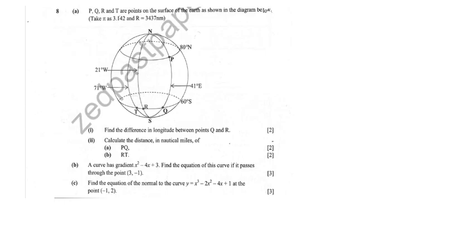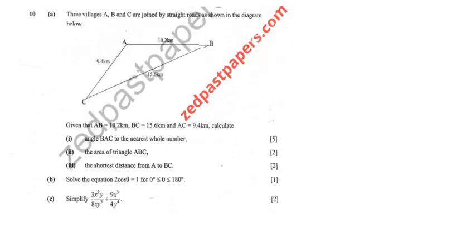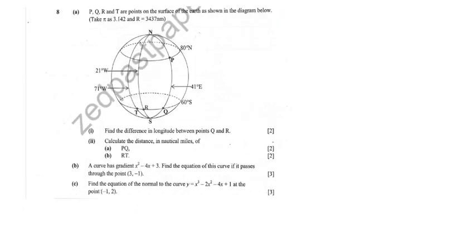But when you look at question 10, it's talking about trigonometry, or finding the angle, the area, and the shortest distance. B and C, they are just some extra simple questions which we are also going to solve in this video. Now let's dive into the questions.